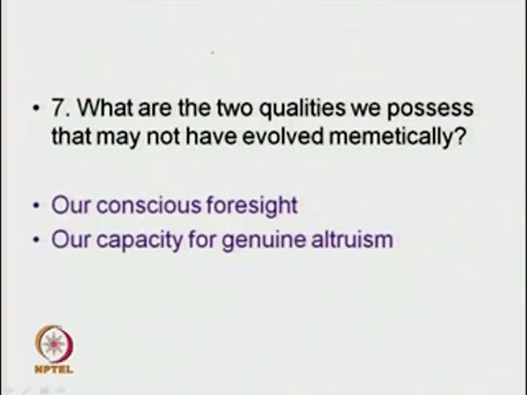Finally, what are the two qualities we possess that may not have evolved memetically? The two qualities that save us from being complete slaves to MIMs and to genes are our capacity for conscious foresight and our capacity for genuine altruism. So, these are the two things which ensure that we are not slavish imitators, or completely ruled by our genes and MIMs.